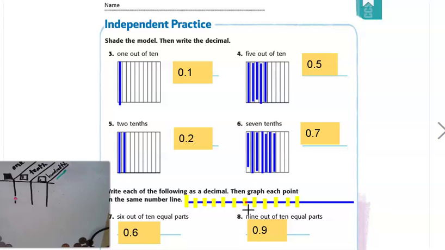And then if I wanted to graph, well, let's make a bigger dot than that. Here would be my 9 out of 10, 6, 7, 8, 9. And there would be my 9 tenths. That's how they would both look graphed on the same number line.